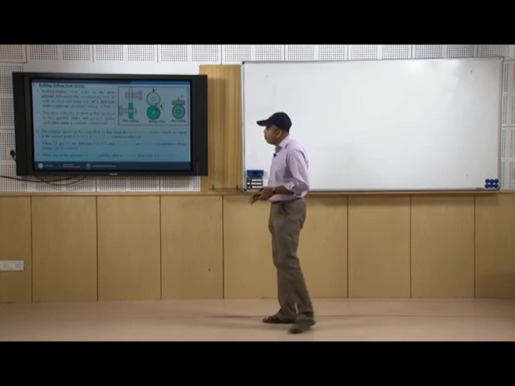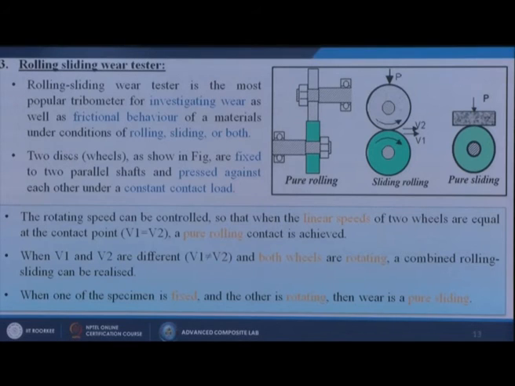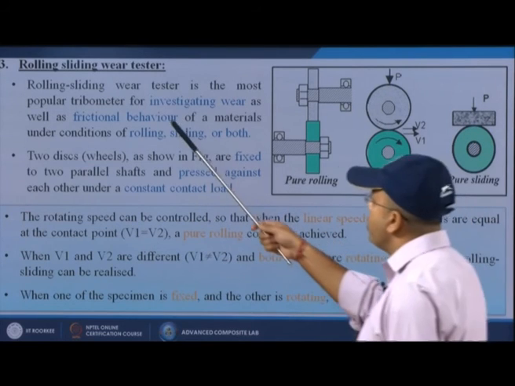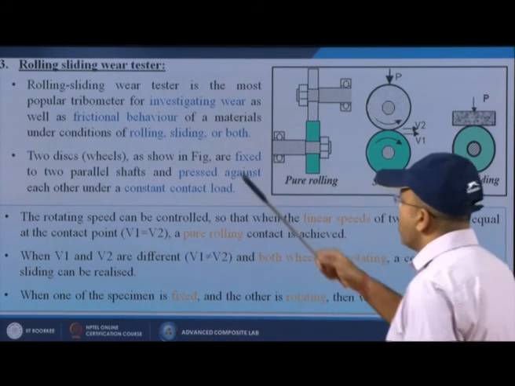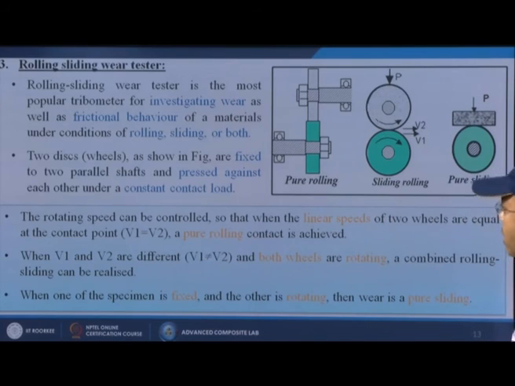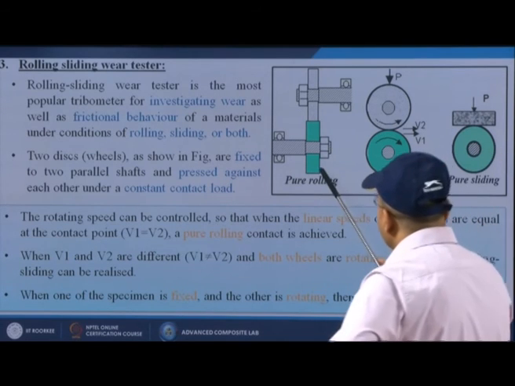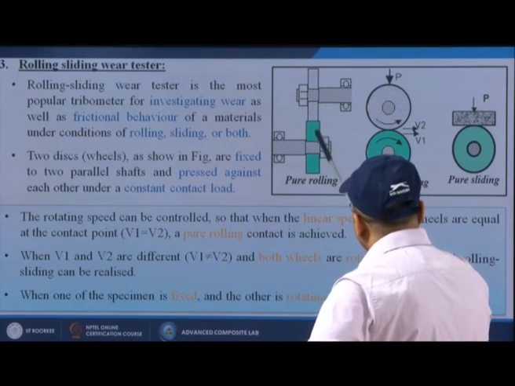Next one is called the rolling sliding wear tester. The rolling sliding wear tester is the most popular tribometer for investigating wear as well as frictional behavior of materials under conditions of rolling, sliding or both. Two disc wheels as shown in the figure are fixed to two parallel shafts and pressed against each other under a constant contact load. Here you can see that both are rolling, both are rotating.